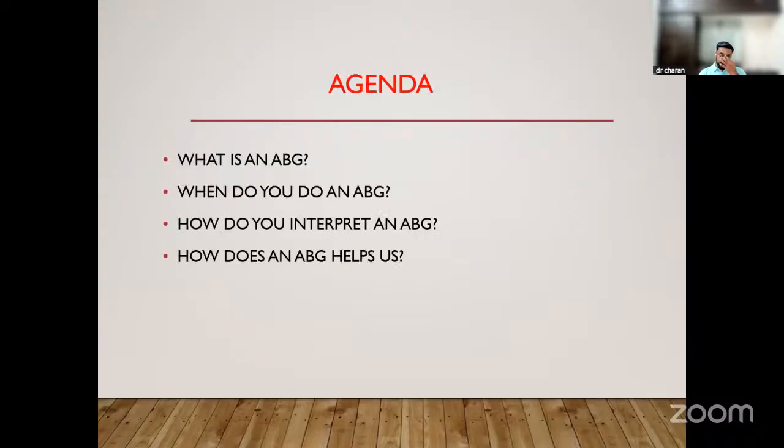So the agenda for the next half an hour is I'd like to give you an overview of what an ABG is, when do you do an ABG, how do you interpret an ABG, and how does an ABG help us in managing the patients in an ICU or any hospital setting.